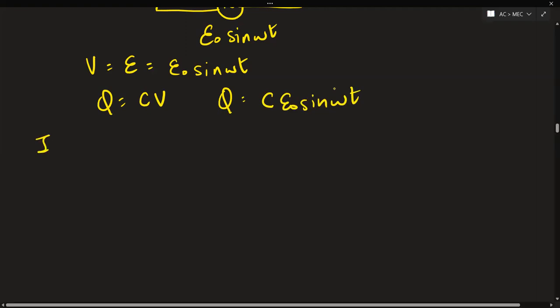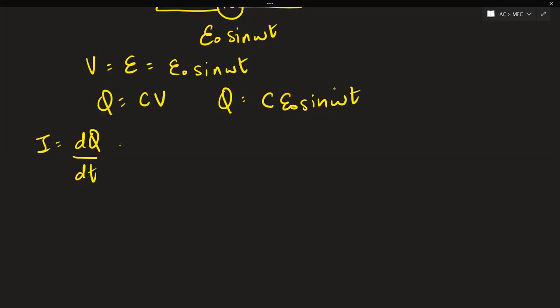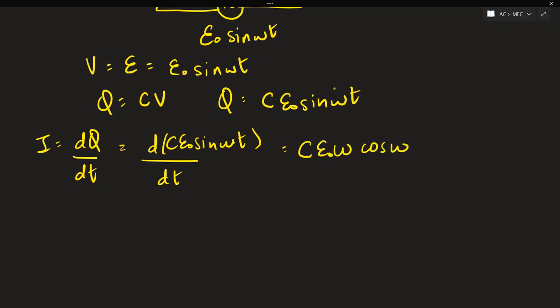Now, I is given by differentiation of charge with respect to time. I is equal to dq over dt. So in place of Q, I can write this whole equation, C epsilon naught sine omega t. C epsilon naught is a constant term. Sine omega t will give you omega cos omega t. This is the equation of current.